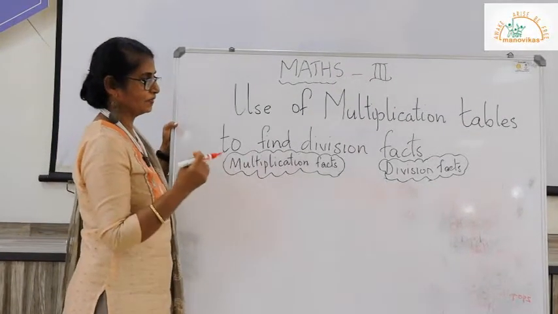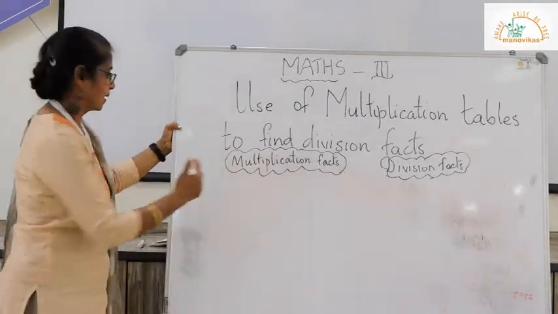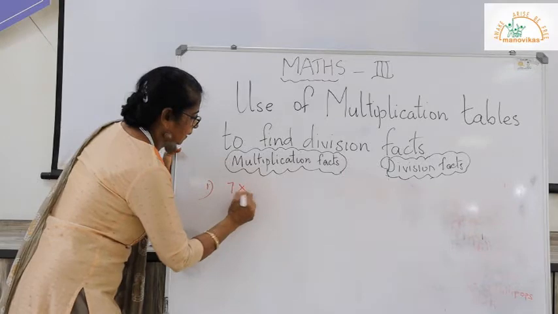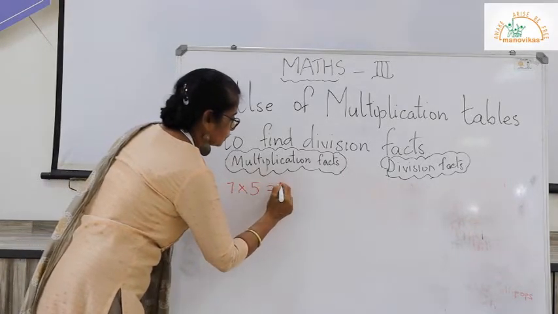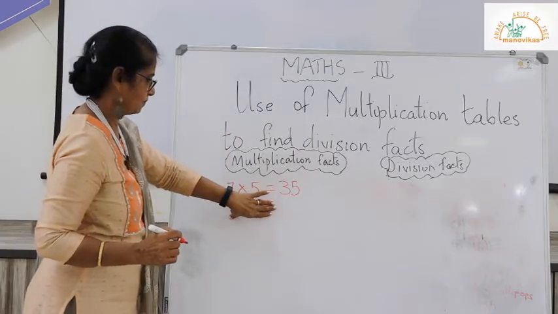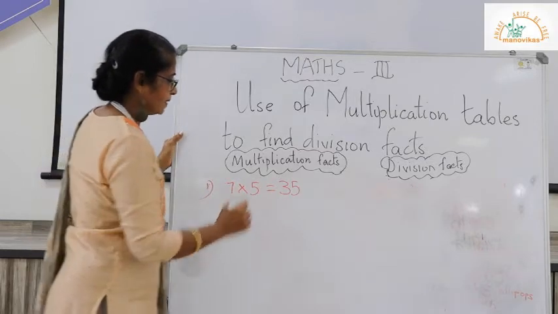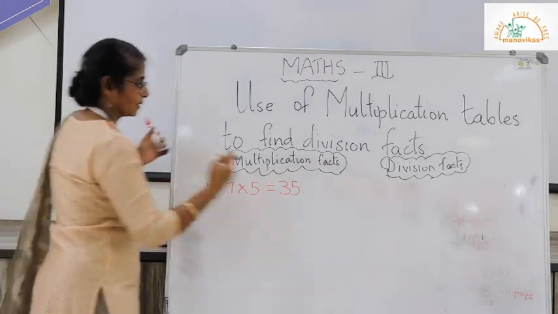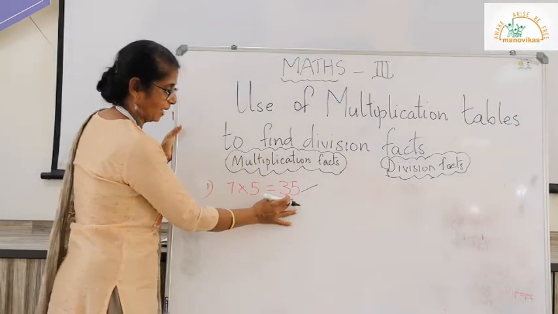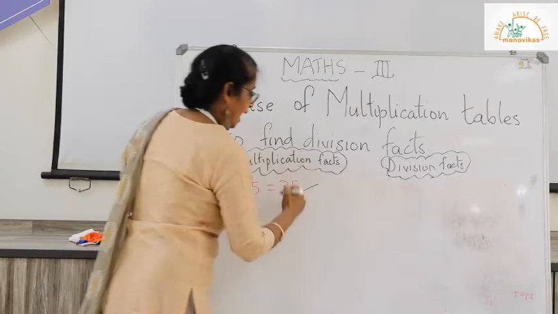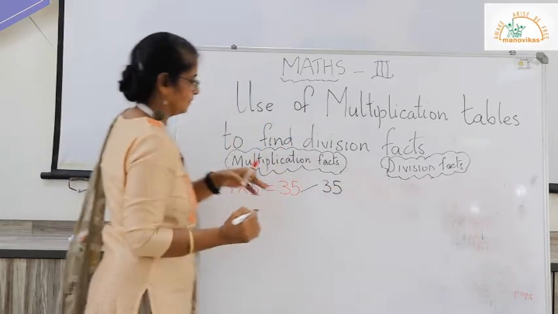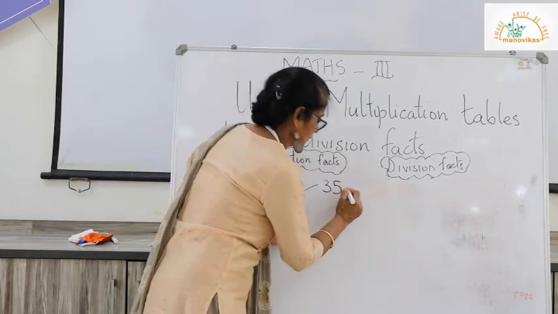Let us derive division facts through a simple method. Say for example, you are given 7 into 5, which is equal to 35, that is, 7 fives are 35. Now this is a multiplication fact. From this multiplication fact, let us derive the division fact. How are we going to derive it? We write the 35, which is the product in multiplication, as the dividend in division. So now the dividend we have got is 35.